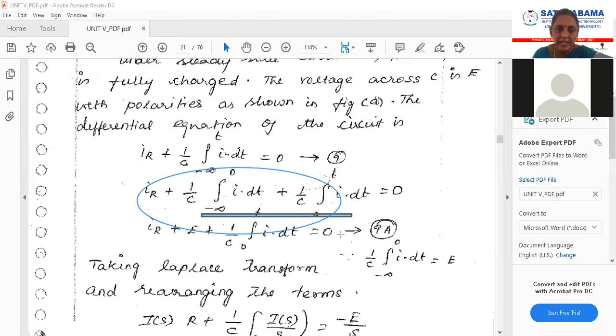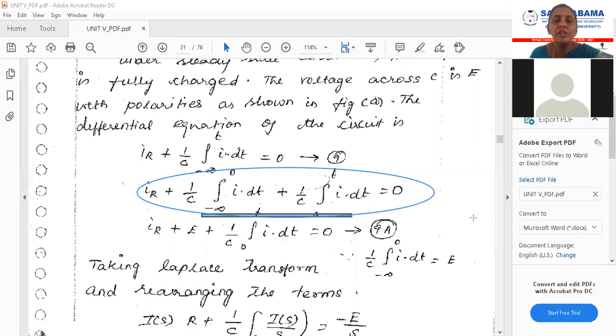You will write it like this: IR plus 1 by C into the integral from minus infinity to 0, since the interval minus infinity to t is split into minus infinity to 0 and 0 to t. This is split into two. Now you will put the value for the voltage of the capacitance. In the previous case, the voltage of the capacitance was taken as 0 because it was considered in position 1 and there was no initial charge. But in discharging, we have to take into consideration the first step.